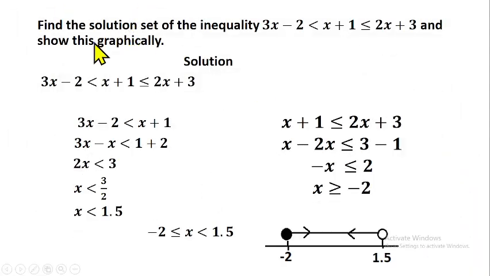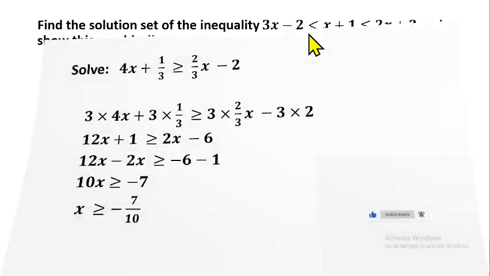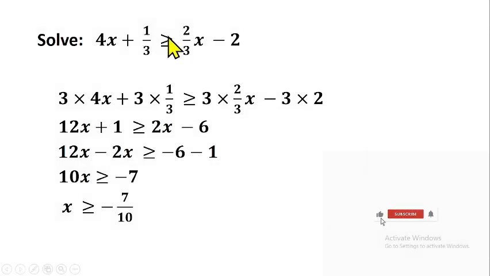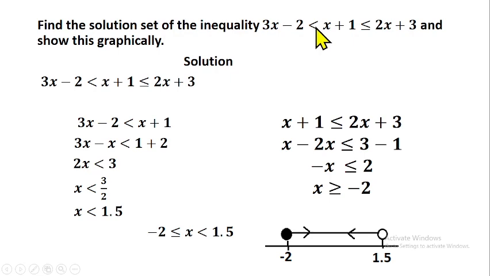Now let's see another example. In this case we are now having find the solution. Okay, let's see this question as well. Find the solution set of the inequalities, still on linear inequality: 3x minus 2 less than x plus 1 less than or equals to 2x plus 3, and show this graphically. This is quite interesting. This is quite different from the questions we have been solving so far, because those were just single inequalities. But if you look at this one now, we're having two inequalities, this one and this one here.